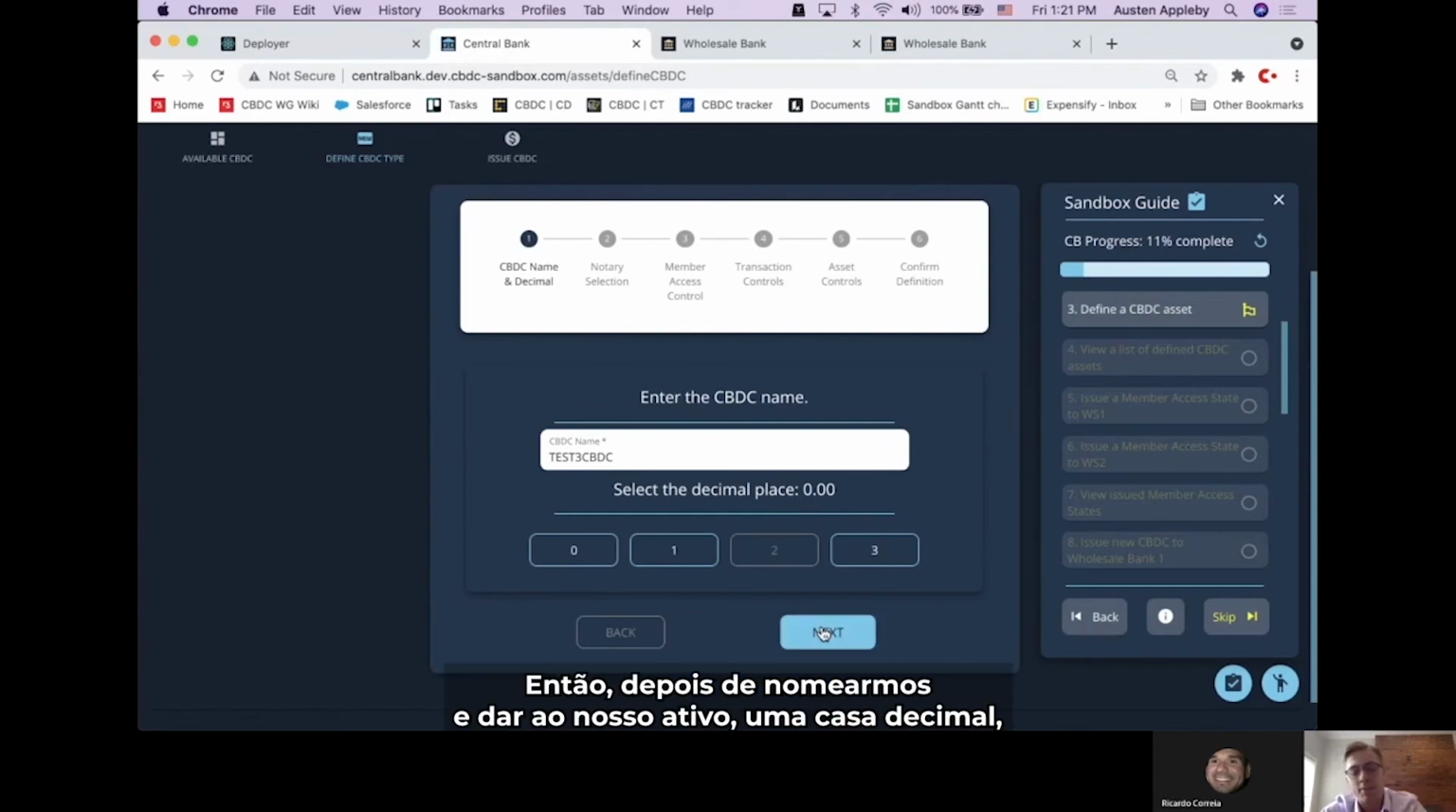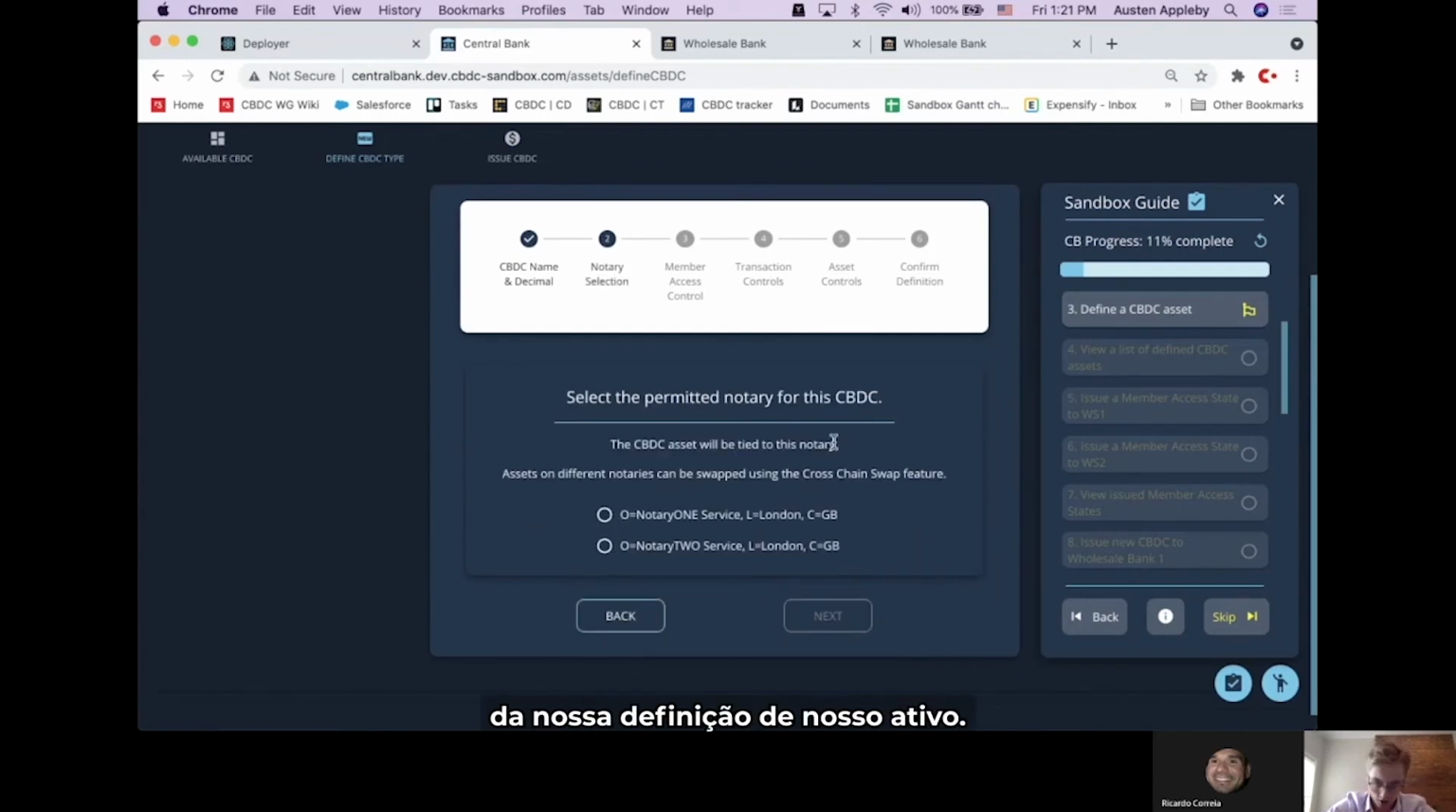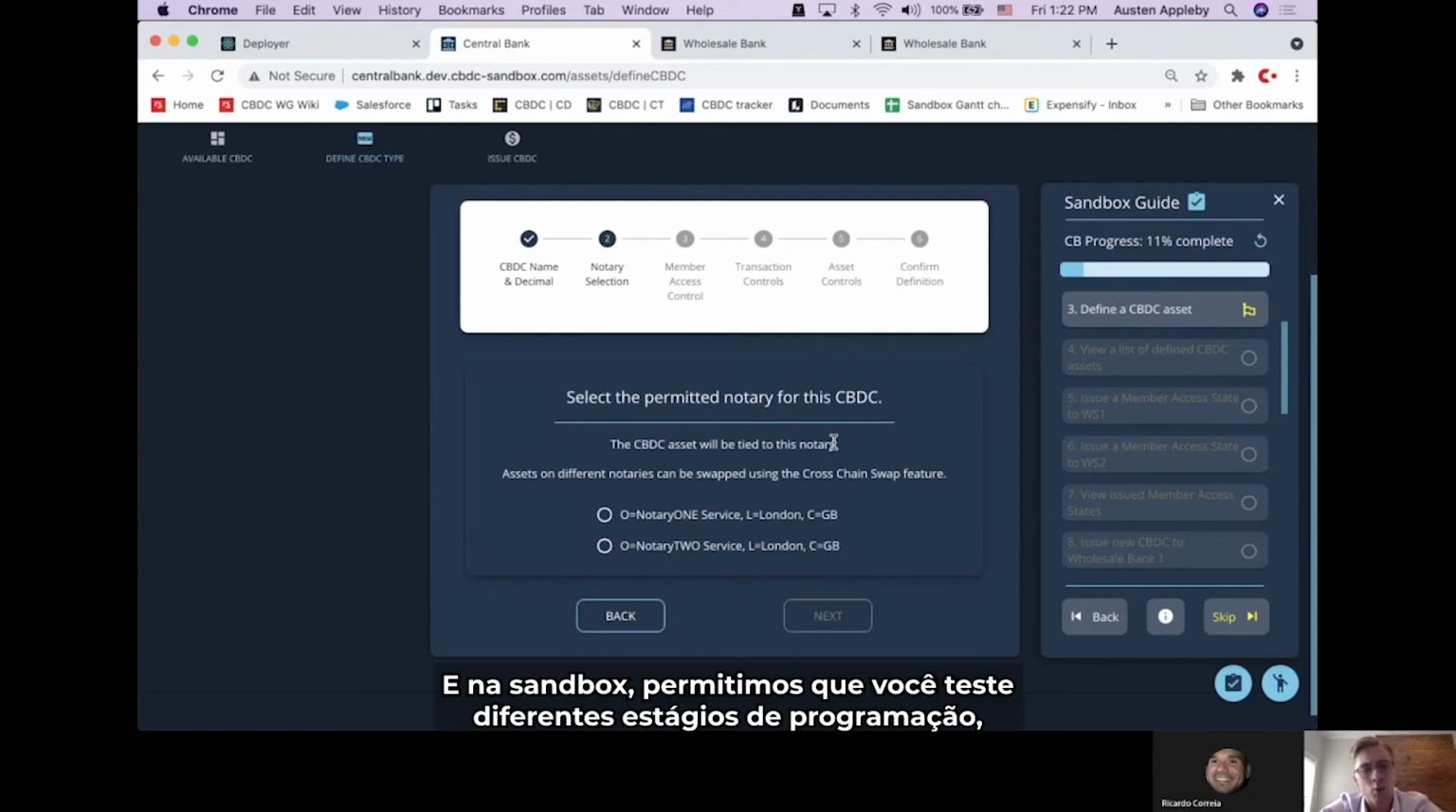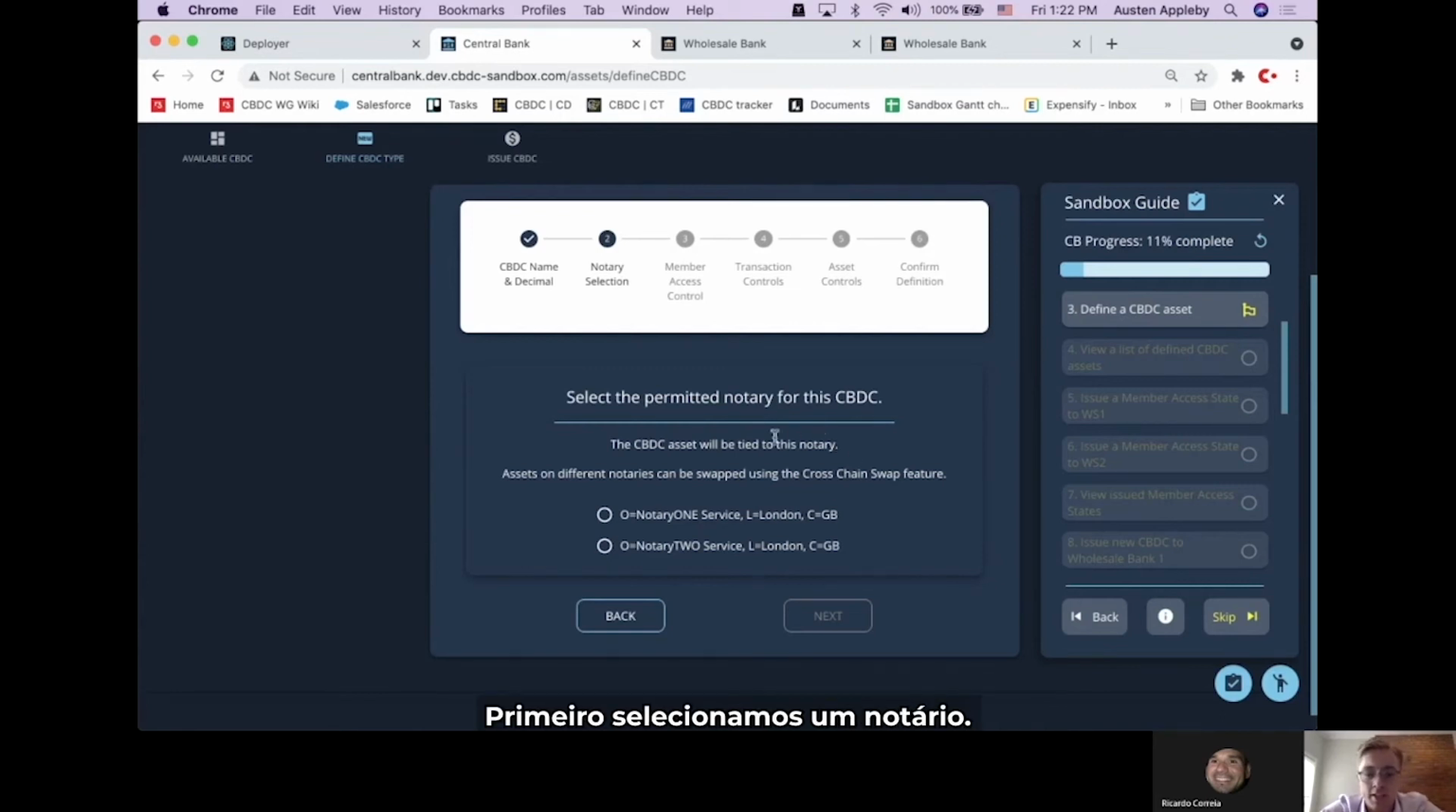So after we name and give our asset a decimal place, we're going to enter the programmability stage of defining our asset. Now, it's a broad consensus among the public and private sectors that programmability is one of the major benefits of a CBDC. And in the sandbox, we allow you to test 4 different stages of programmability. The first of which is selecting a notary. Now, the notary is going to authenticate and validate the CBDC and its transactions. And in this case, our central bank controls both of these notaries. So we'll choose one for the purpose of the demo.